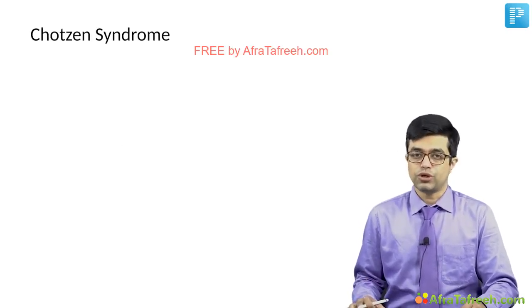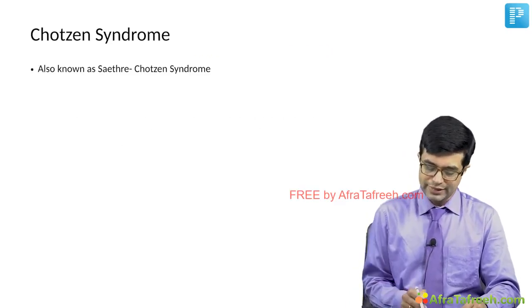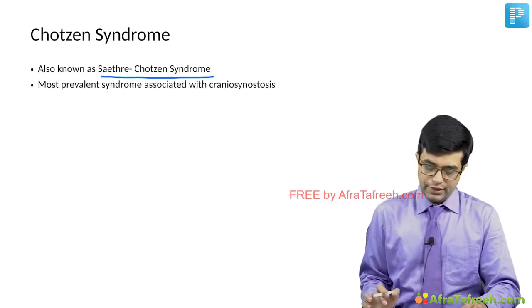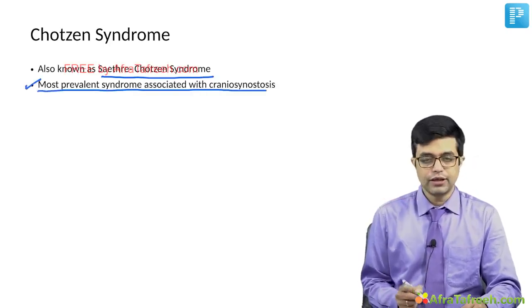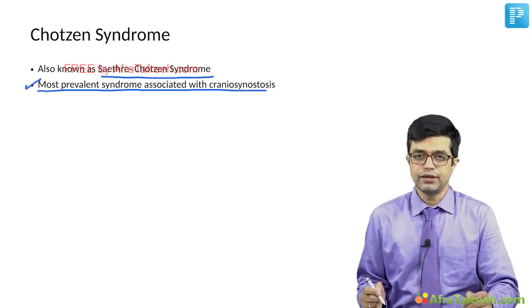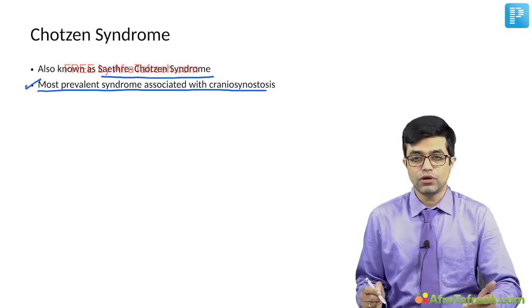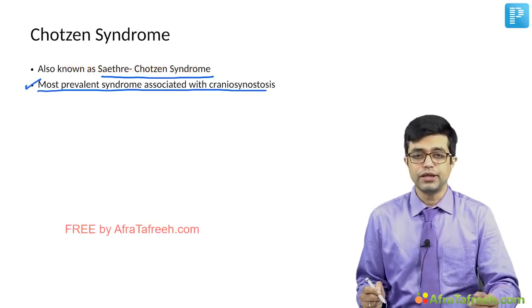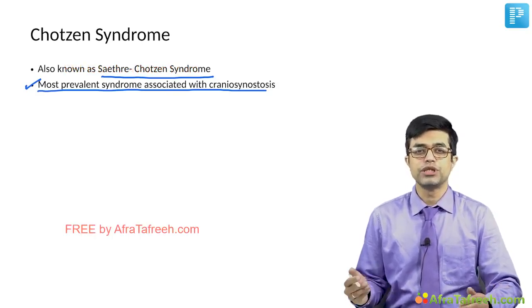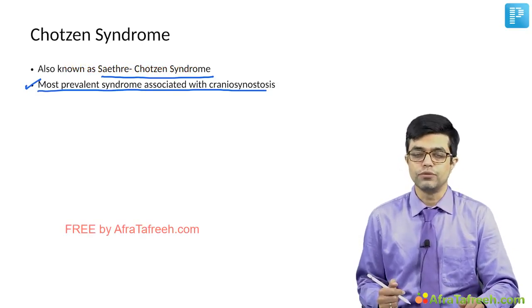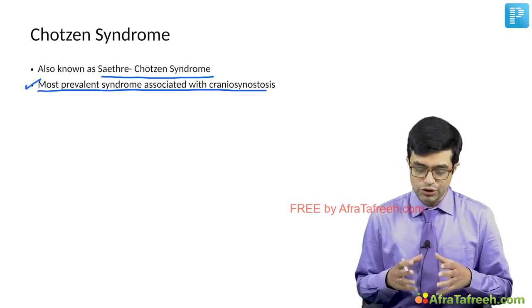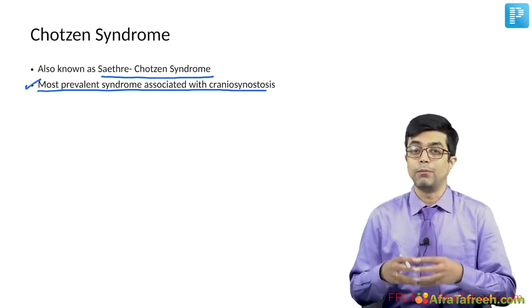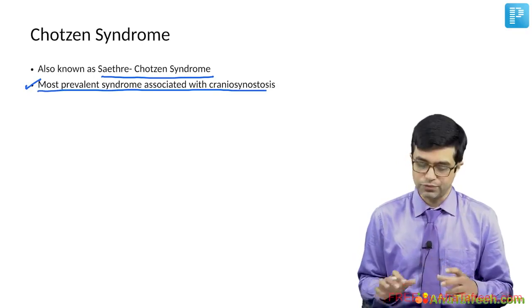First of all, we have Saethre-Chotzen syndrome. It is considered to be the most prevalent syndrome associated with craniosynostosis. One of the guidebooks for super specialty, in one of the mock test explanations, mentioned that the most common syndrome associated with craniosynostosis is Crouzon syndrome. That is wrong. Nelson 21st edition as well as PreTest of Fenichel's neurology both mention that Saethre-Chotzen syndrome is the most prevalent syndrome among craniosynostosis-related syndromes.